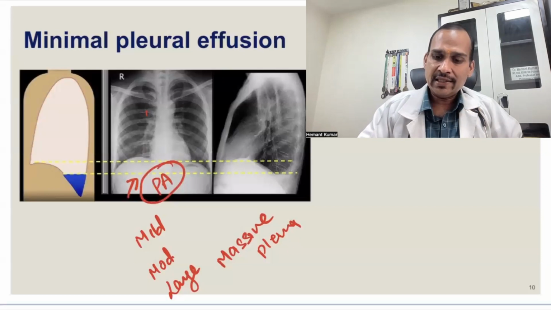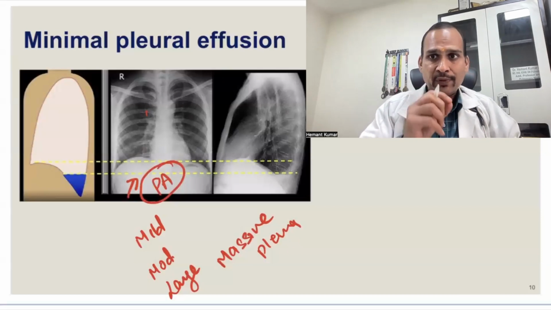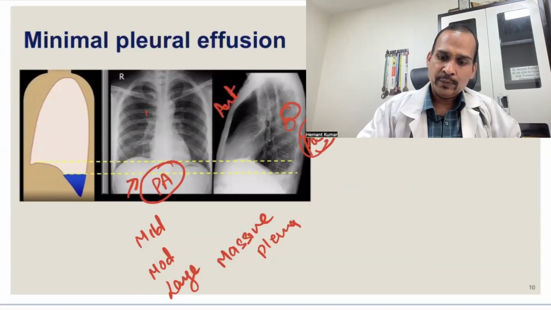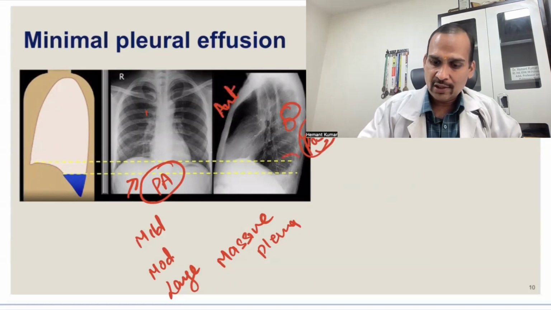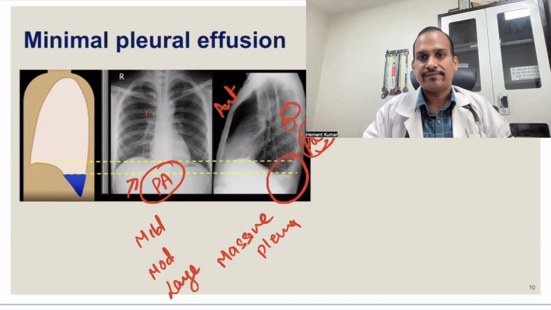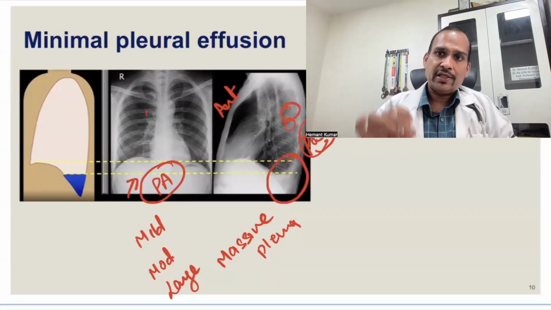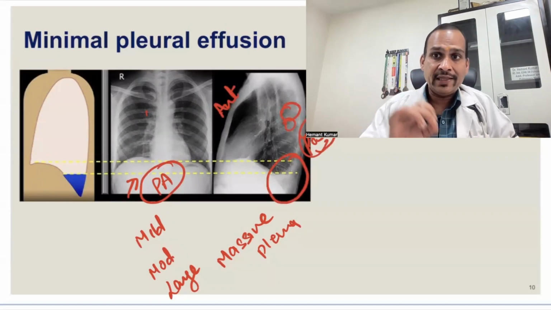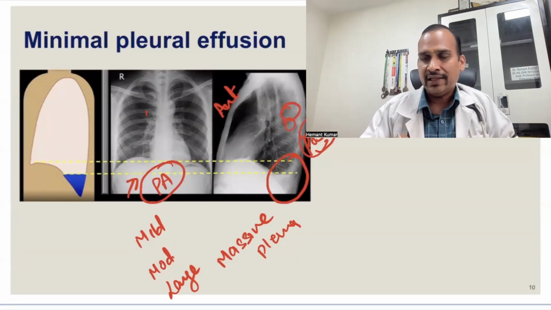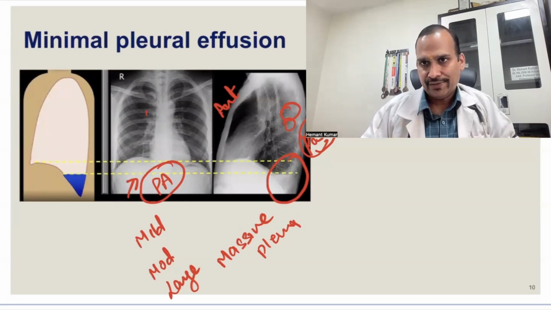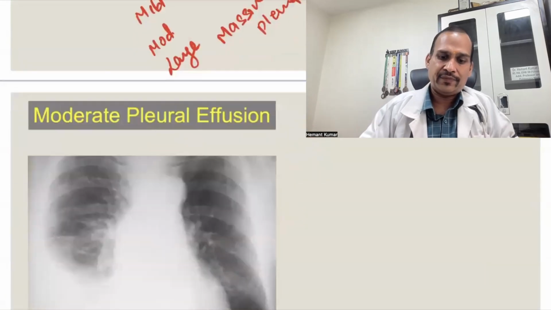Either we can get an ultrasound done or we can get a lateral X-ray. In a lateral X-ray, you can appreciate minimal pleural effusion. See, this is a lateral X-ray. This is the posterior side because the vertebra is there. This is the anterior side. In the posterior recess, you can see obliteration of the CP angle. So if there is minimal pleural effusion, you can demonstrate it by having a lateral X-ray. In that posterior CP angle, there will be obliteration. So this is minimal pleural effusion.